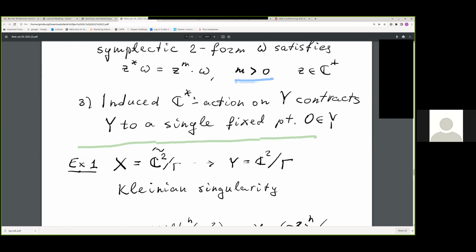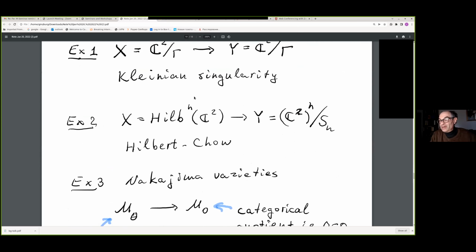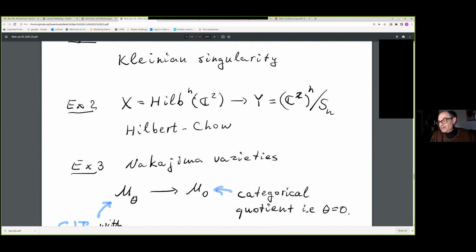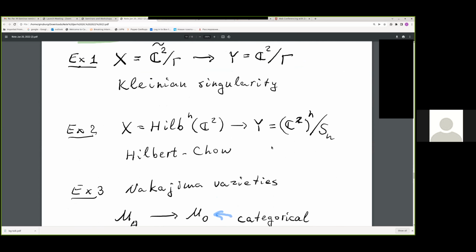Like, for example, you can take the Springer resolution, you can take transverse slices, which are called W algebras in the quantized world. And there are many other examples. But the first two examples written down are just special cases of Nakajima varieties. For you, what's important is that it's really a resolution. It's a symplectic resolution. Yeah.